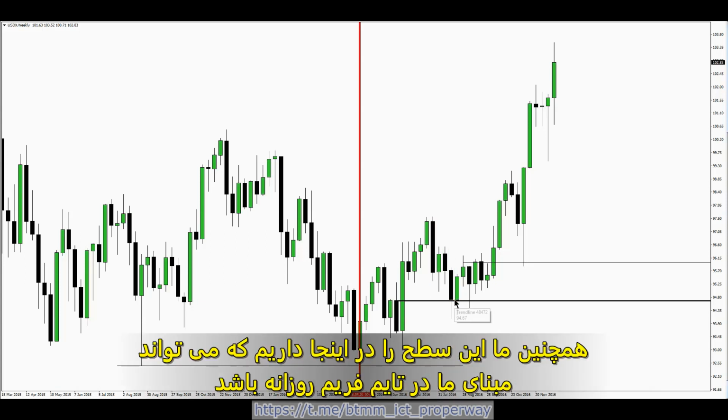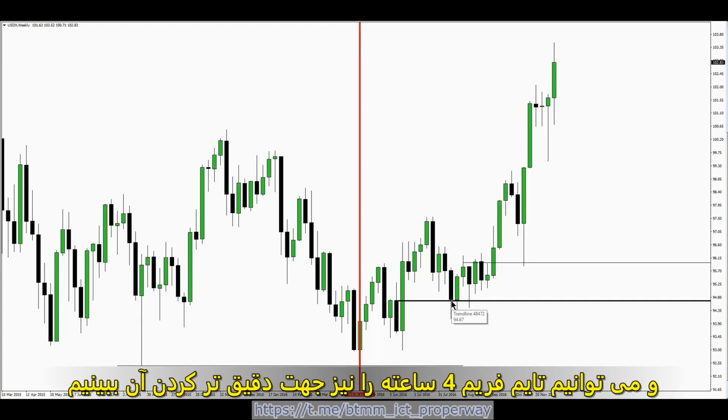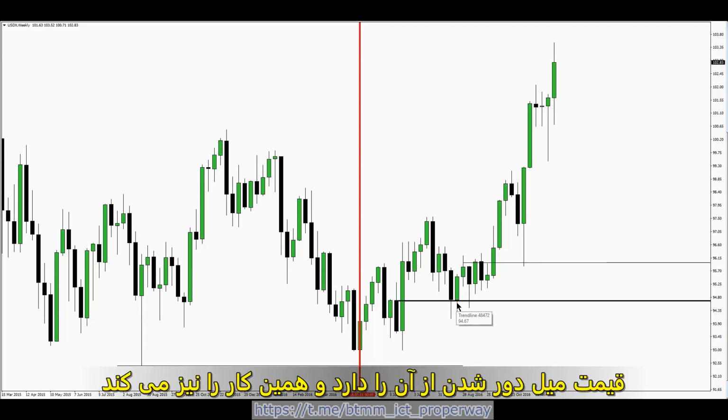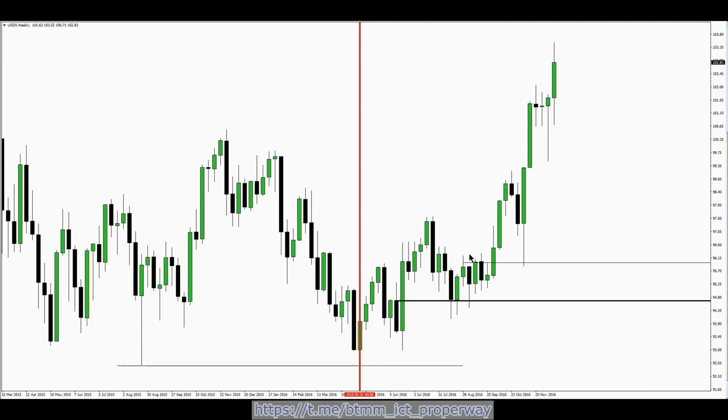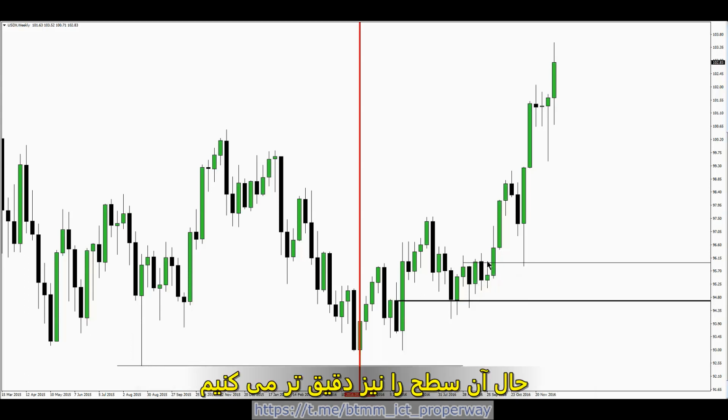So now also, we have this level in here we can be keying off of on a daily time frame, and we can use a 4-hour time frame as well to refine that. We're going to look at this level here. Price shows a willingness to want to move away, and it does. We can now identify this level here, which was the other monthly higher bullish order block. We're going to refine that level too.